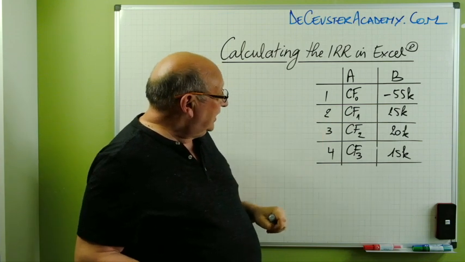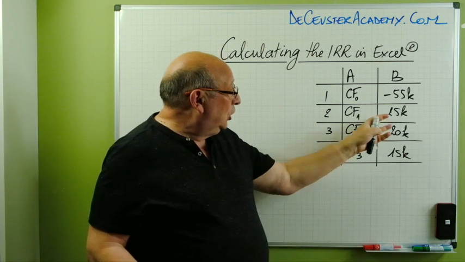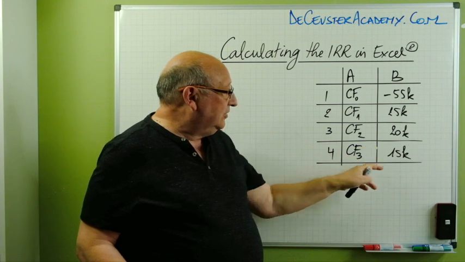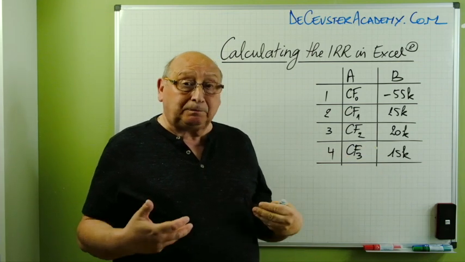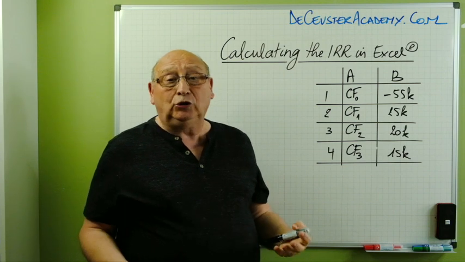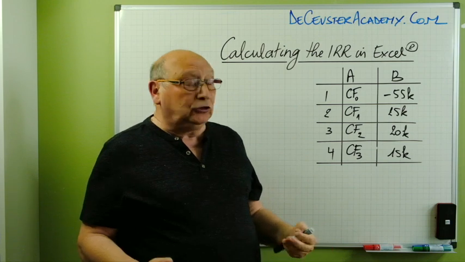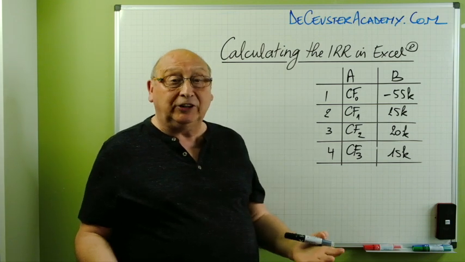Then in the second row, CF1, the first year cash flow, 25K, the second year 20K, and the last year 15K. We have those three elements, and based on this, we're going to calculate the internal rate of return of those three cash flows compared to the initial investment.